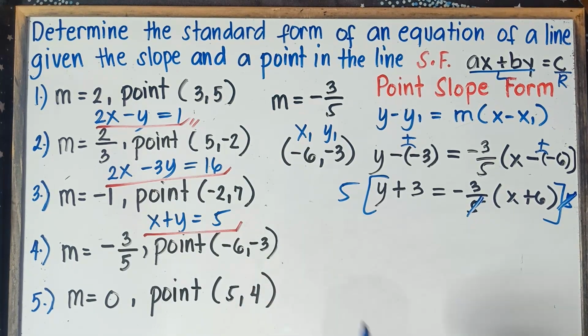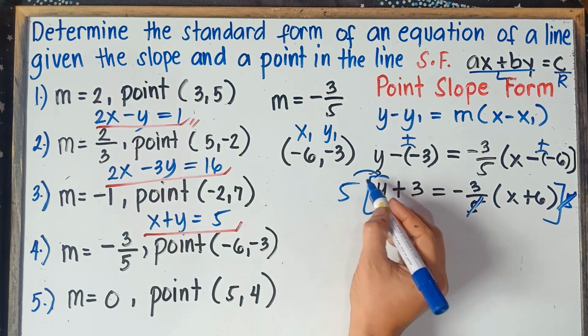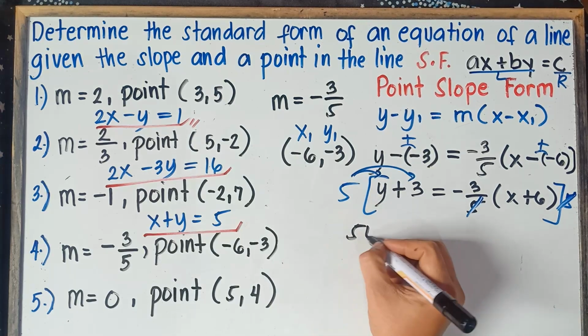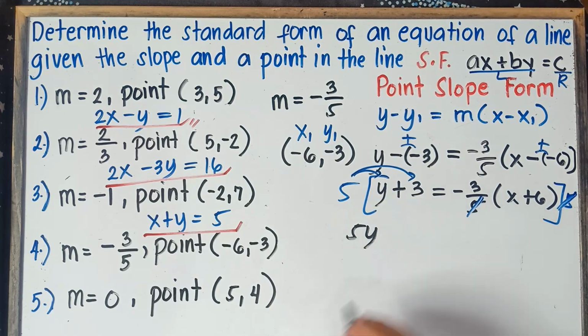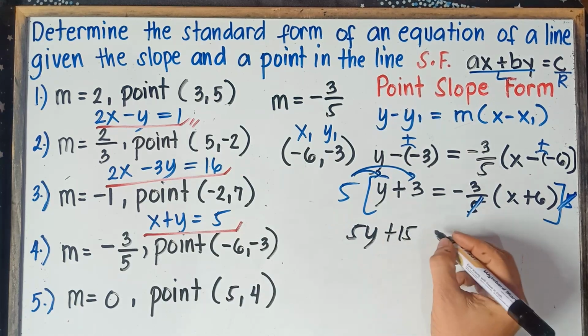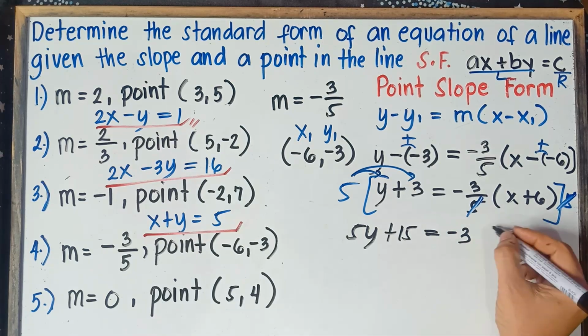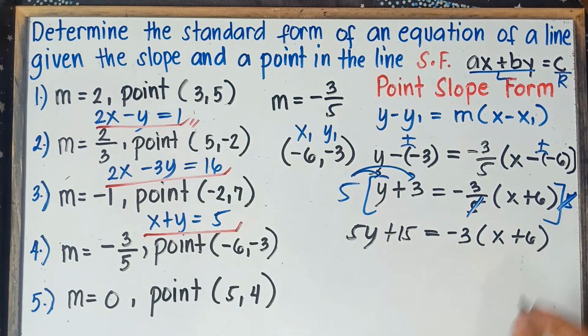Alright, and then simply do distributive property. You multiply this one and then this one. So, 5 times y, that would be 5y. 5 times 3, that would be positive 15. Copy equals sign. Copy negative 3. And then copy this one, x plus 6.